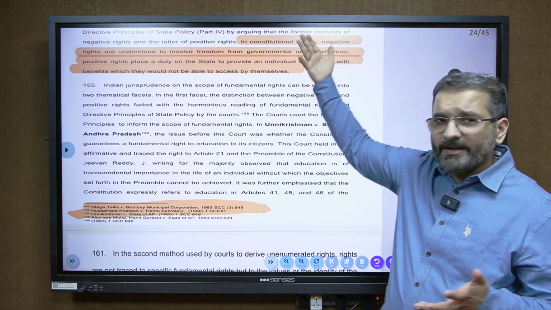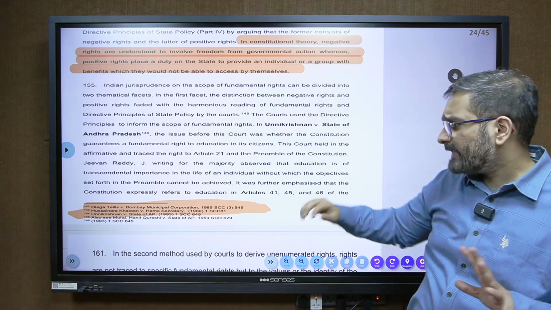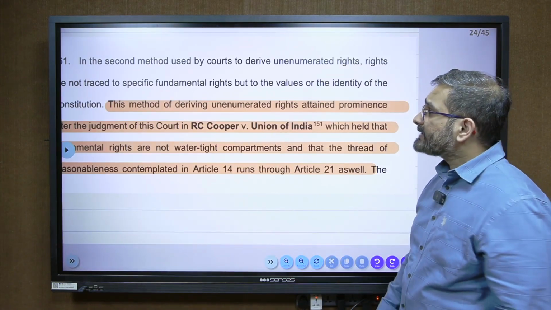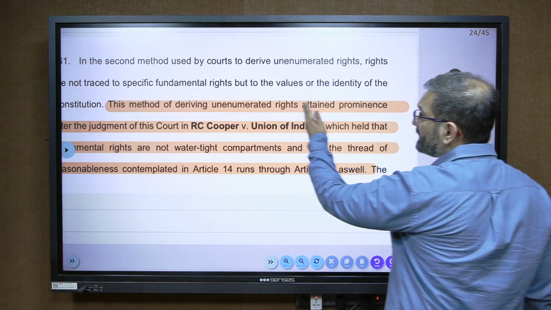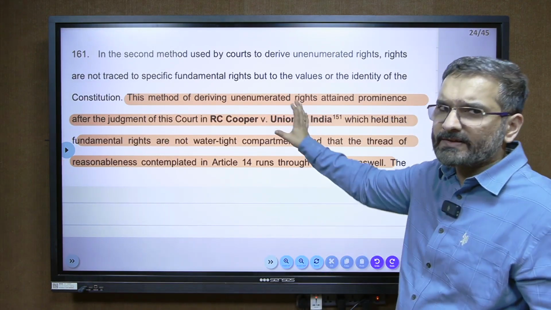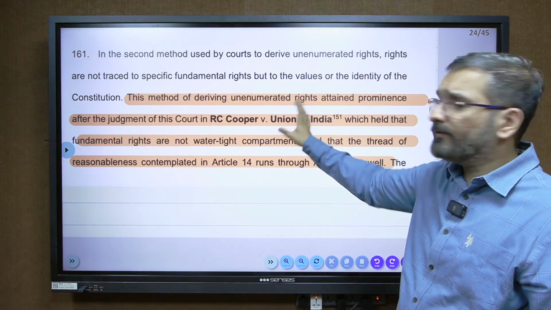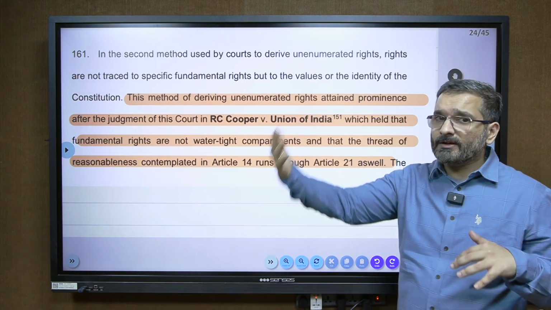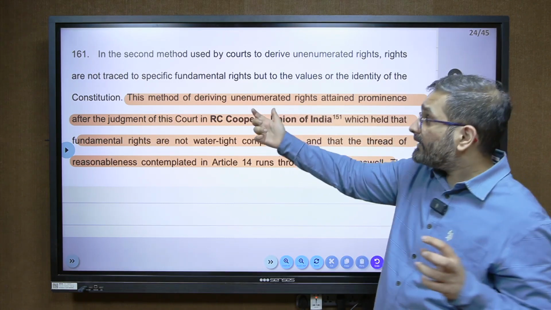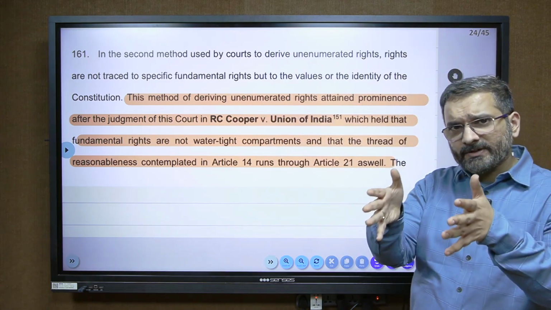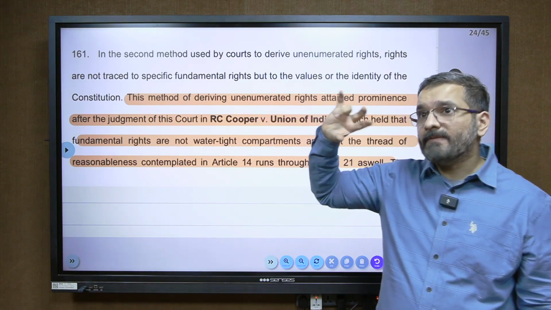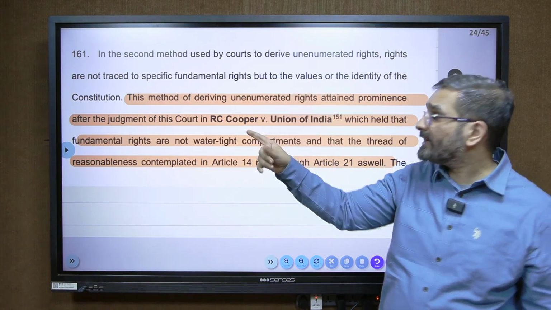The Supreme Court, basically the CJI, held that fundamental rights can be both positive and negative in nature. And then he remarks, this method of deriving unenumerated rights attained prominence after the judgment of this court in R.C. Cooper versus Union of India. This can be a standard static MCQ for CLAT PG: in which case law was the method of deriving unenumerated rights, that is, those which are not listed in Part 3, gained prominence? That was R.C.